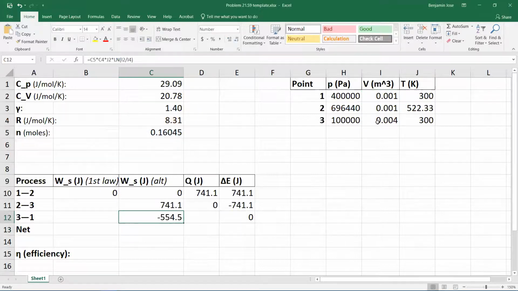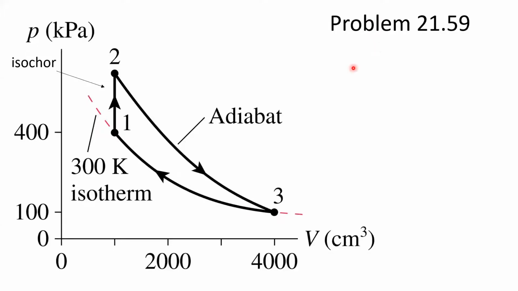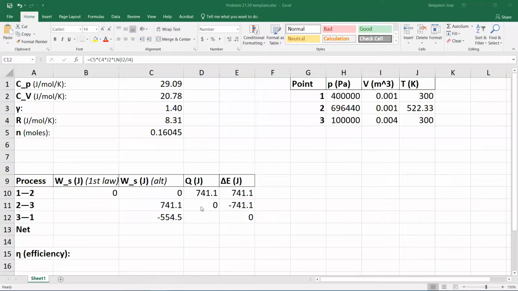Okay, now does it make sense that the work is negative? Why don't we go back to the graph once again? I would say it does make sense because the gas is being compressed. If you're compressing the gas, you're doing positive work on the gas. That means that the gas is doing negative work. We do expect a negative number. And now that we know 2 of the 3 quantities, we can use the first law to find the third.